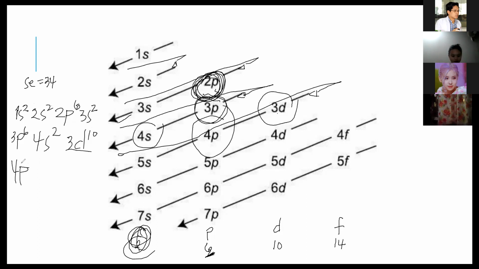4p. What is the maximum number of electrons that the p orbital contains? 6. Do we need 6? If I write 6 here, how many electrons do we have all in all?